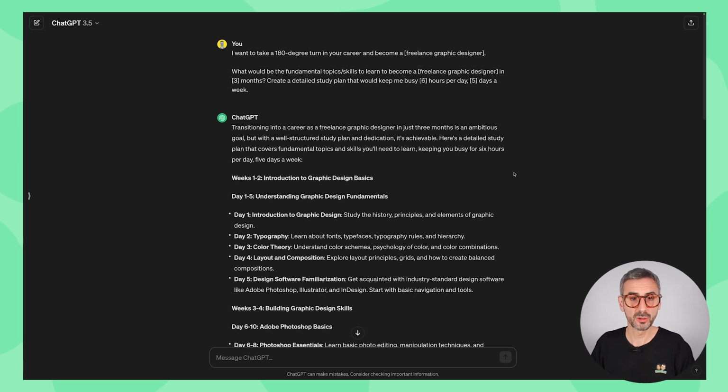Transitioning into a career as a freelance graphic designer in just 3 months is an ambitious goal. But with a well-structured study plan and dedication, it is achievable. Here's a detailed study plan that covers fundamental topics and skills you will need to learn, keeping you busy for 6 hours per day, 5 days a week. So it kind of repeats the boundaries, the conditions I set in my prompt.